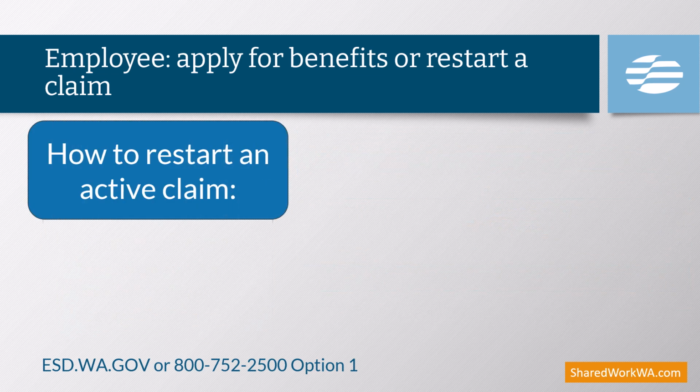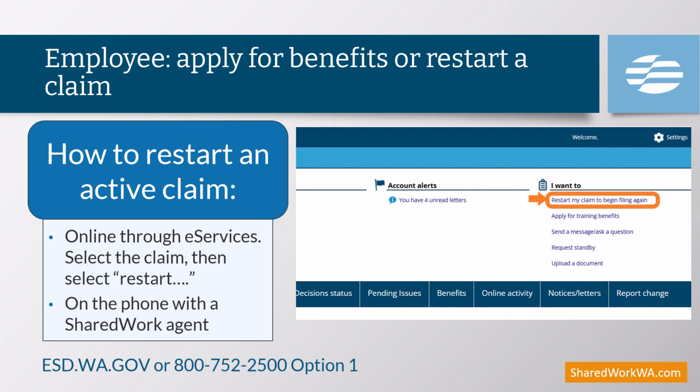If an employee already has a claim opened within the past year but has not claimed any benefits within the last 5 weeks, they can restart their claim by selecting the claim in eServices, then selecting Restart My Claim to begin filing again in the section labeled I Want to, or they can call and speak to a SharedWork agent. Shown is an example of the screen in eServices. Highlighted with an orange box is a link that says Restart My Claim to begin filing again.